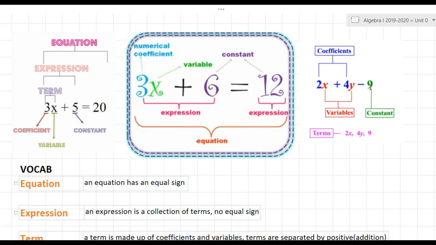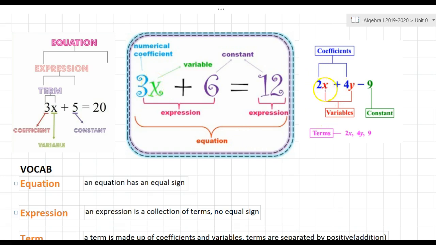A coefficient. The coefficient is the number in front of the variable. There is always a coefficient. The coefficient of 1 is not written, but it is still there. So here we have a variable term, 3x. The 3 is the coefficient, the number in front of the variable. Again, we have the term 3x. The 3 is the coefficient, x is the variable.